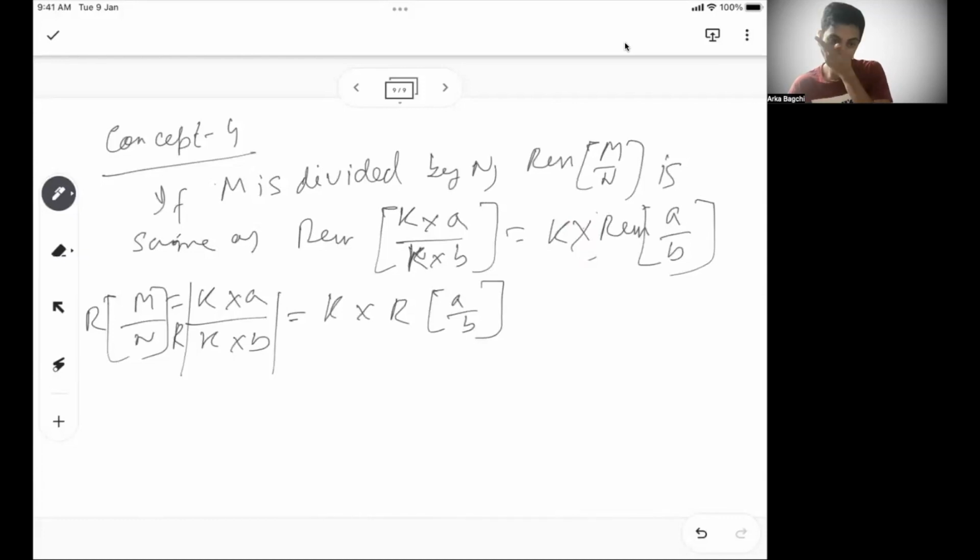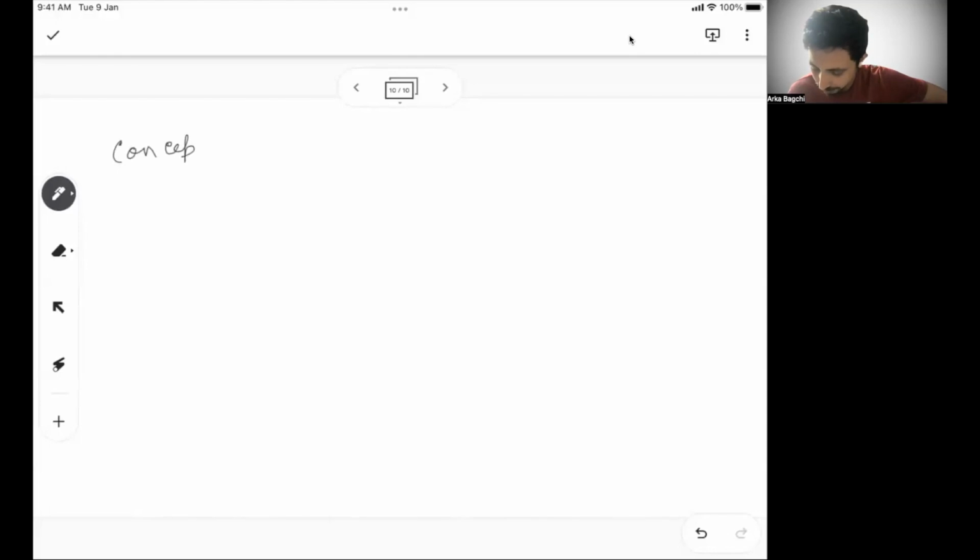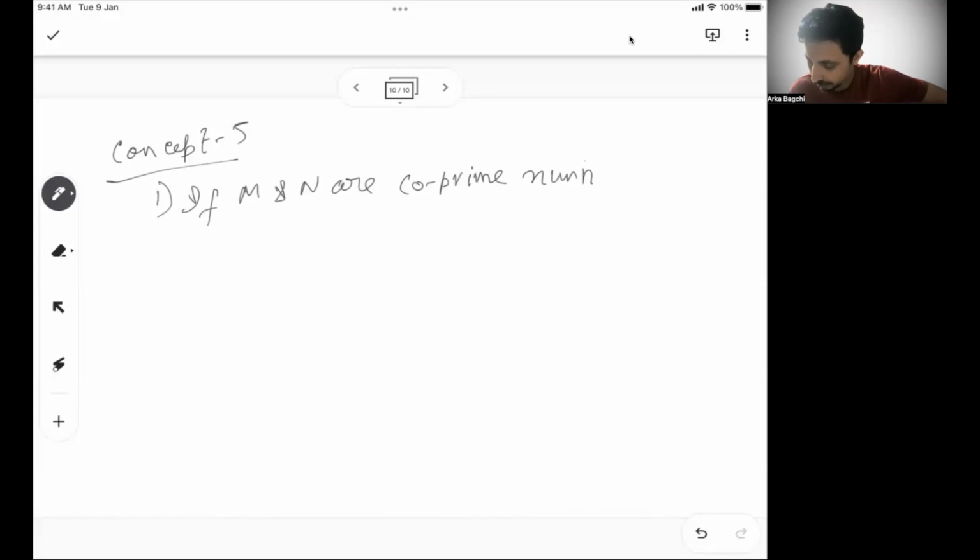Okay, so this is another important concept that you need to learn. There is one more concept. So let's say concept 5 says if m and n are coprime numbers, and you understand what a coprime number is. A coprime number is when m and n have an HCF of 1. If m and n have a highest common factor of 1, that's when they are said to be coprime.